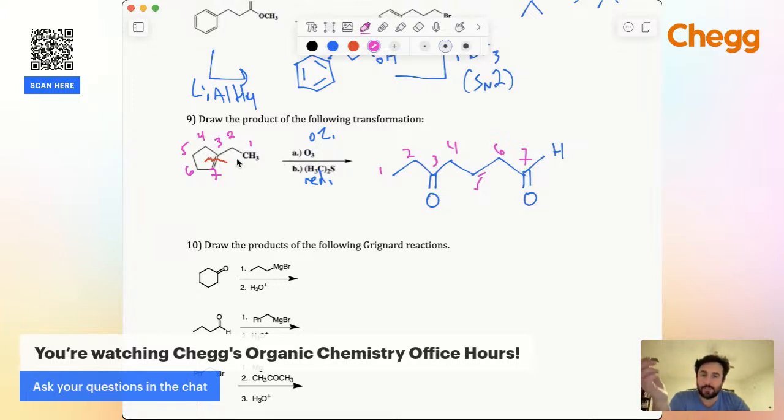So number what you get, just to be perfectly clear, perfectly safe, right? No teacher is going to get mad at you for numbering your carbons. Just go ahead and do that. And then it's very easy. 1, 2, 3. 3 is now a carbonyl. 4, 5, 6, 7. 7 is now a carbonyl. And then we decided there was hydrogen there because of reductive workup. So that's one more ozonolysis for you there.